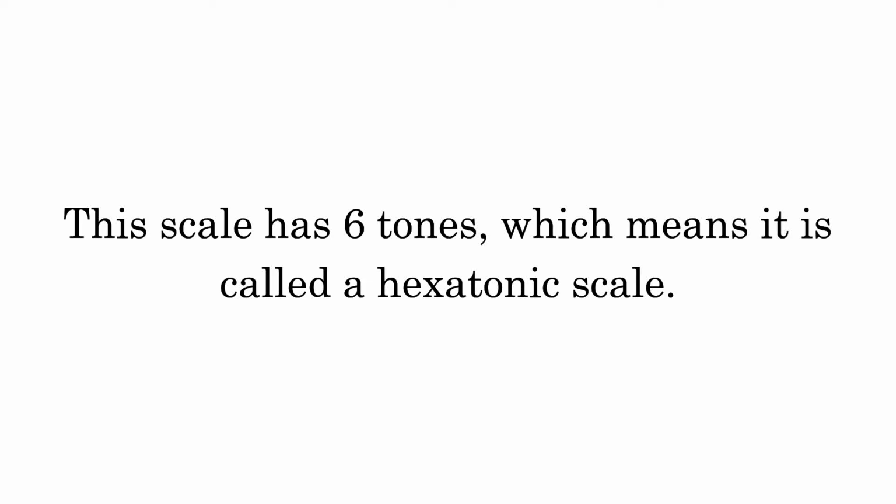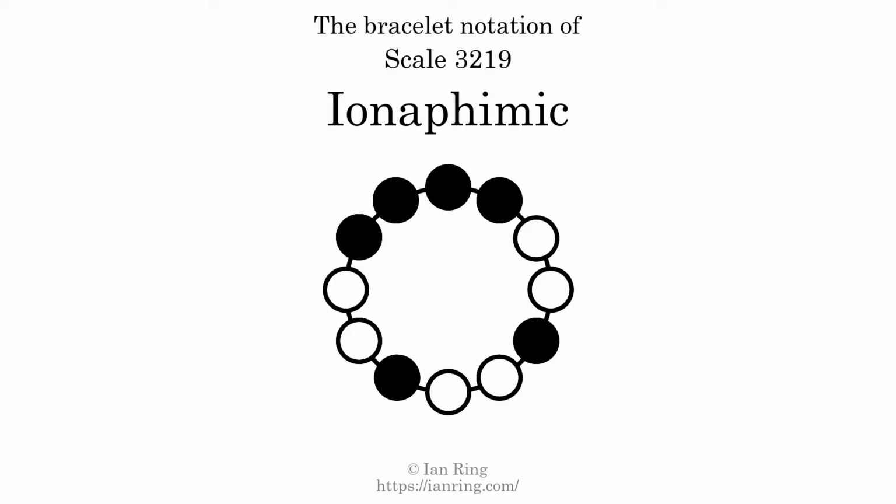This scale has 6 tones, which means it is called a hexatonic scale. This is a bracelet notation diagram of scale 3219. The shaded circles represent tones that appear in the scale, and they are read clockwise, starting at the top.